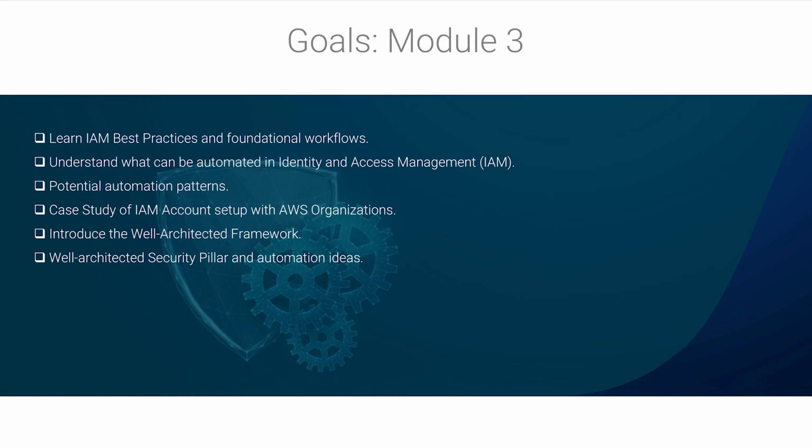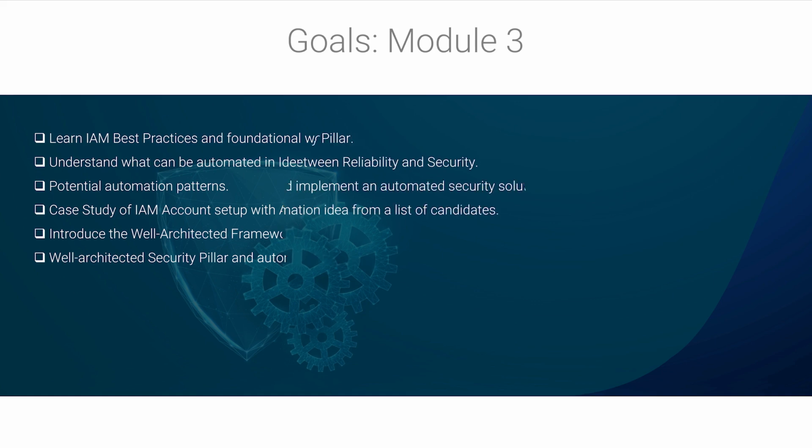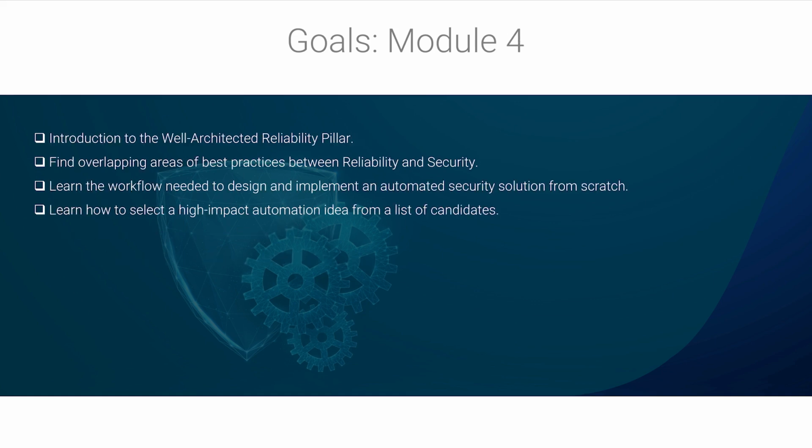Then we'll be looking into the well-architected security pillar in detail and see what areas of best practice it contains and come up with some automation ideas to support those best practices. Section 4 is going to be focused on the well-architected reliability pillar, but we will also be comparing the reliability pillar to the security pillar to find overlapping areas of best practices. We're going to review the workflow that we would use to design an automated solution. This would include using both Python code as well as AWS services.